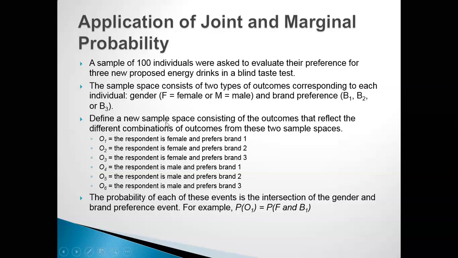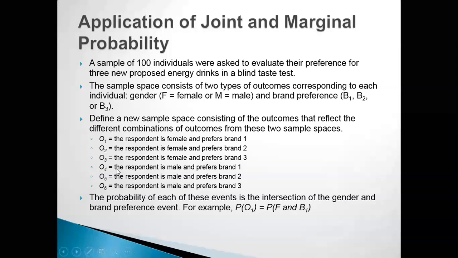So define a new sample space consisting of the outcomes that reflect the different combinations of the outcomes from these two sample spaces. So what are the different combinations of outcomes? O1, the first outcome, is what? The respondent is a female and prefers brand 1. Second outcome, what could it be? The respondent is female and prefers brand 2. Then the third outcome is the respondent is female and prefers brand 3.